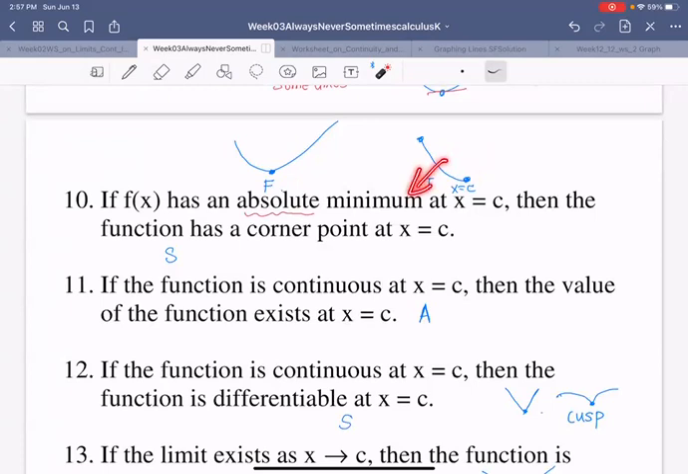Does this make it always true? You have to check. If you draw a parabola like that, that point is the minimum, not only the relative minimum but also the absolute minimum, because it is the lowest point among the whole graph. But this point is not a corner, not on the edge. So this is the counterexample. That's why you choose sometimes. That's why you cannot choose always.